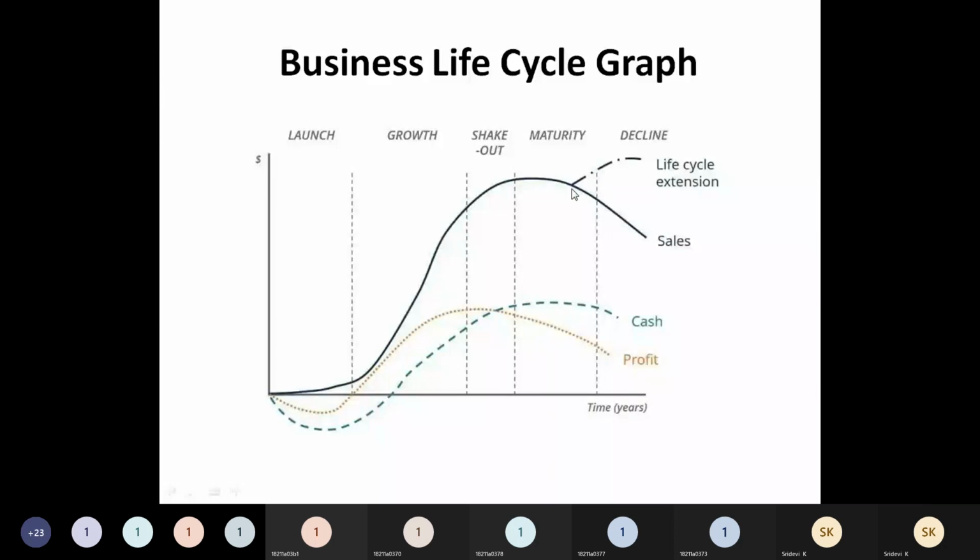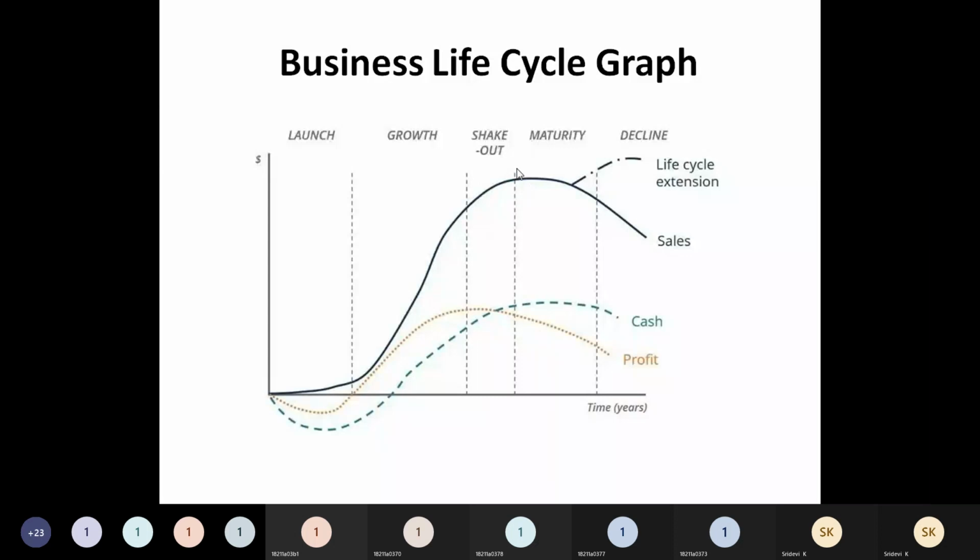So here, you see one dotted line, observe the cursor. So here, this is called what? Life cycle extension. That means when maturity is reached, another line is drawn here. Life cycle extension, we will call it that. That means at this stage, these business people will be alert because they will enter into the decline stage. No? Once your product sales decline, automatically you will be in trouble.